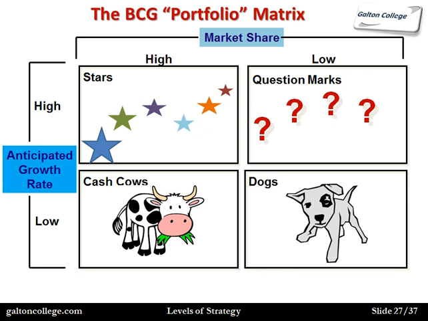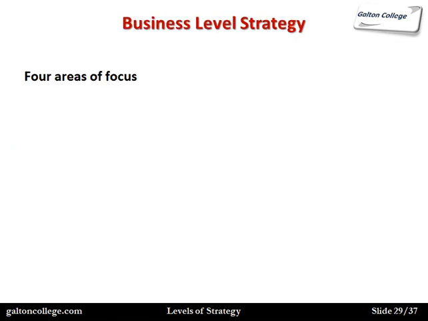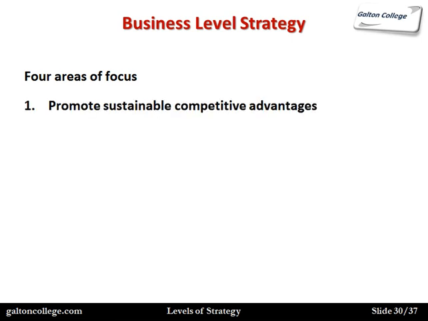Now let's talk about business level strategy. Well, four areas of focus. First of all, promote sustainable competitive advantage. Well, if there's a competitive advantage, try to make it sustainable.